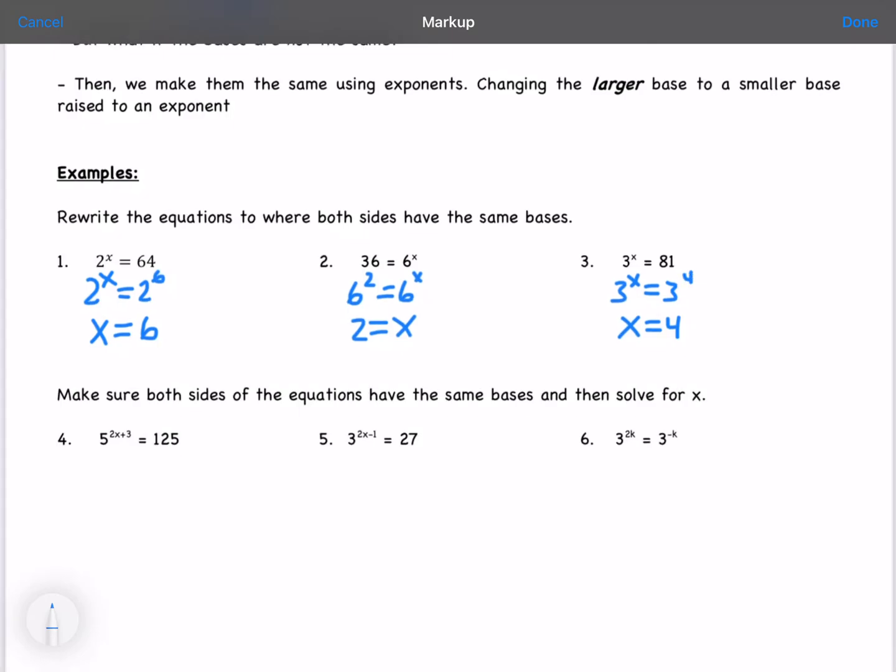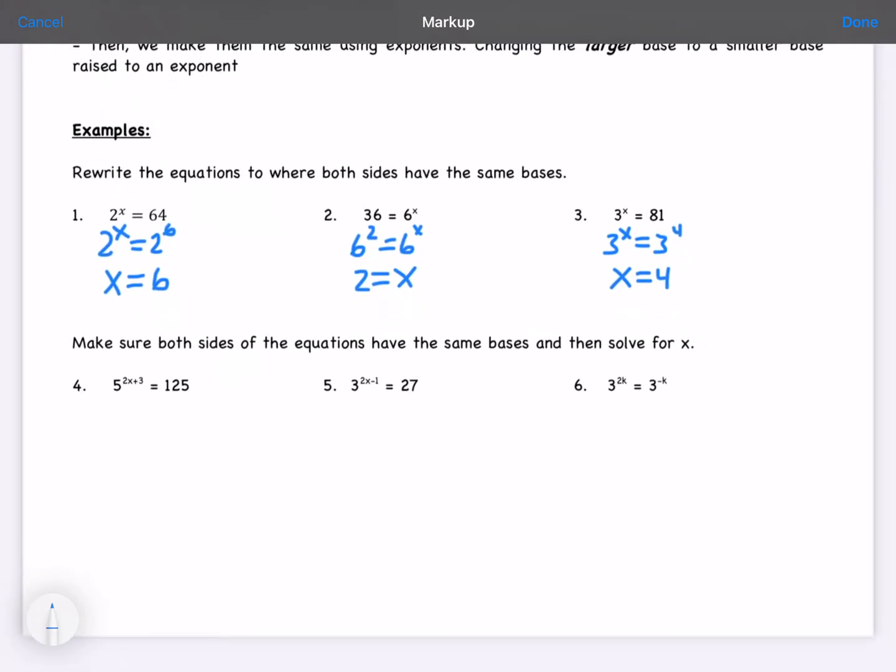Now 4 through 6, a little more difficult, but we're really doing the same thing. So we have 5 to the 2x plus 3 equals 125. 125 is 5 to the 3rd power. So then we can set 2x plus 3 equal to 3. And when we solve, we get 2x equals 0 or x equals 0.